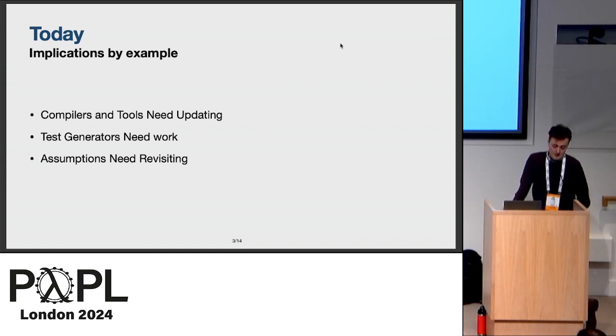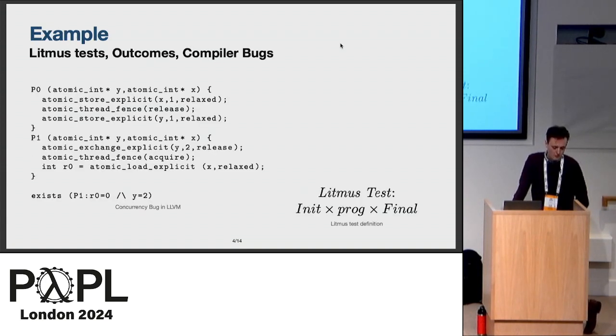The 3 points today hopefully will be a bit controversial and stir up some interesting chats. We're going to need to update our compilers and our testing tools to reflect architectural relaxations. We might need to have another look at our test generators to make sure we're covering all the edge cases. The last talk mentioned Heisenbugs. This is one of them. And we may need to revisit assumptions regarding the soundness of compiler optimizations as hardware is more relaxed. So I'll be going over those one by one using the running example here.